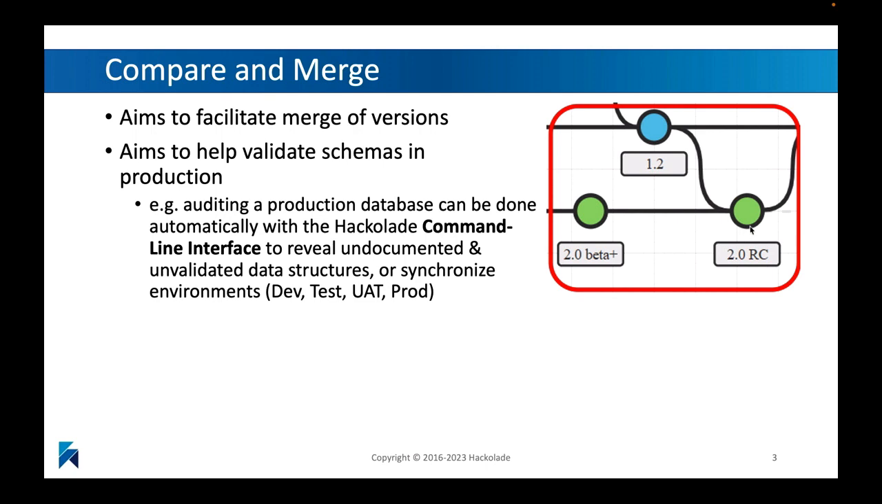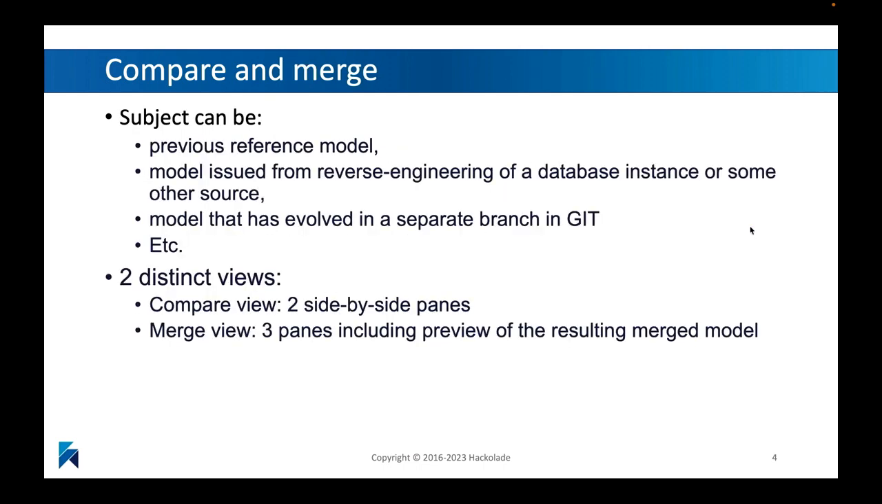So for example, one thing that people use the compare and merge functionality for is to inspect a production system automatically using the Hackolate command line interface and comparing that derived or reverse engineered version of the model automatically with a previous version of the model that has been documented and validated. If those two versions of the model are not consistent, are not the same, then obviously we have a governance procedure that needs to be triggered to make sure that we understand why that would be the case.